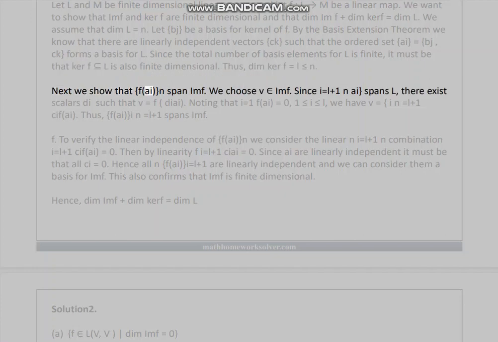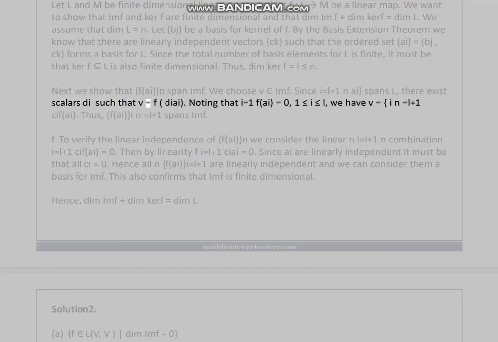Next we show that F(a_i), i from l+1 to N, span Im F. We choose v in Im F. Since a_i, i from 1 to N, spans L, there exist scalars d_i such that v equals F of the sum of d_i a_i. Noting that F(a_i) equals 0 for 1 less than or equal to i less than or equal to l, we have v equals the sum from i equals l plus 1 to N of c_i F(a_i). Thus, F(a_i), i equals l plus 1 to N, spans Im F.